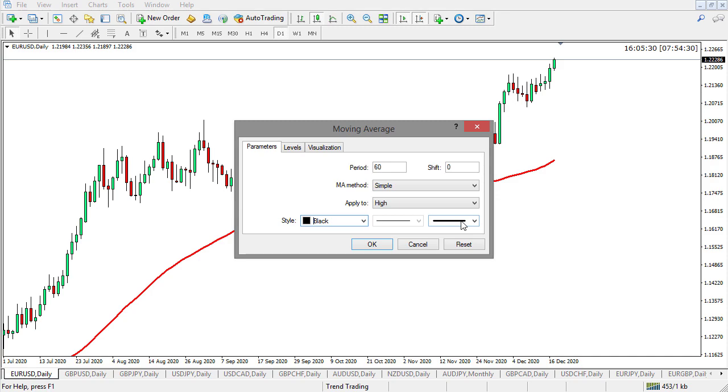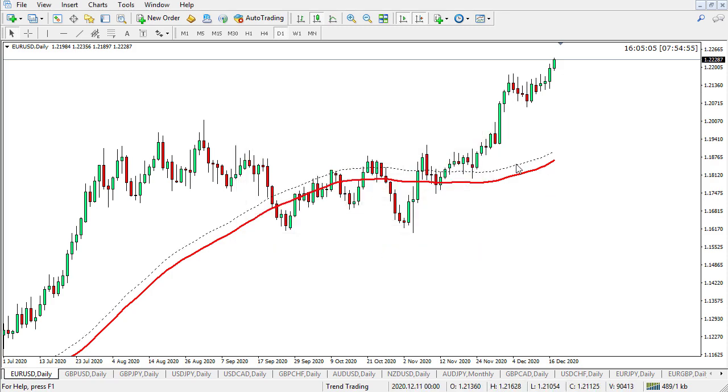Now to make these lines different, this 60 period, which we're going to be applying to prices high, to make it stand out from the other line which we added, this red one, I'm going to be selecting this thin line here, and then in the drop down to its left, I'm going to be selecting this dotted line. And once I'm done with these settings, I'm going to click on the OK button. And that's it. We have it again on our chart.